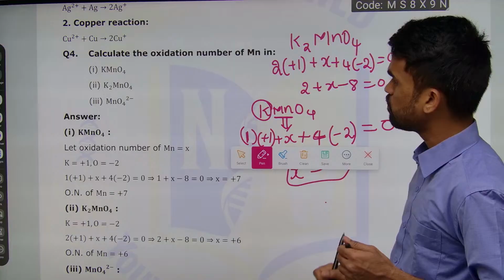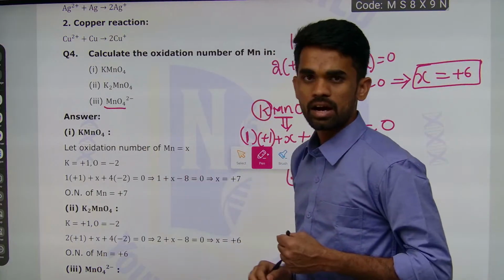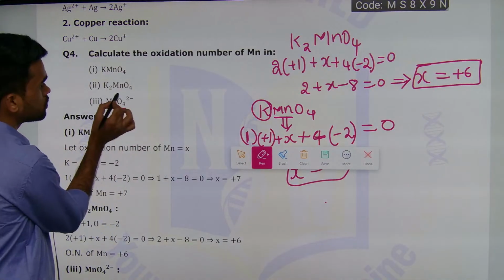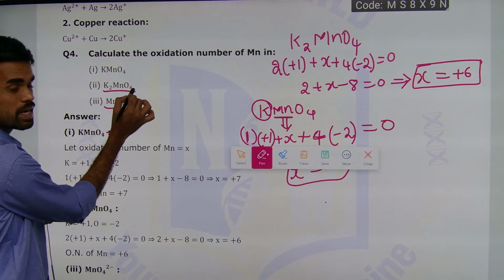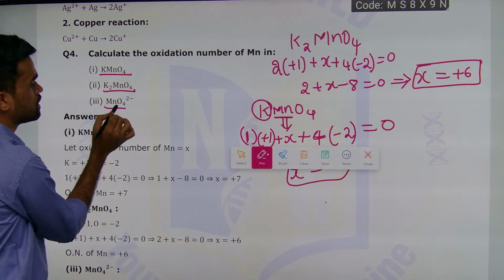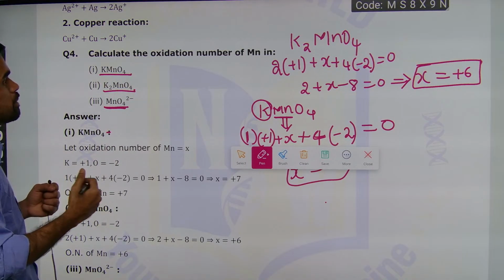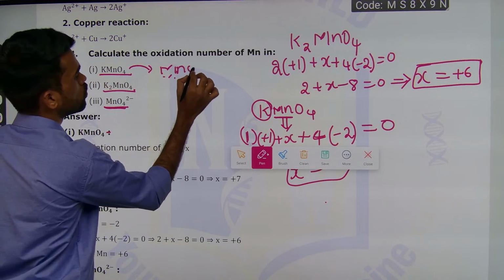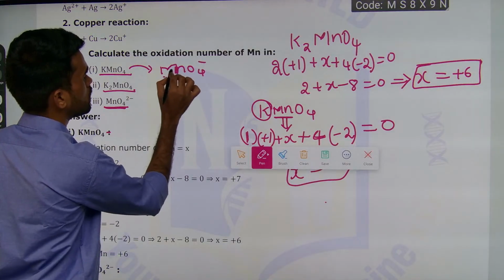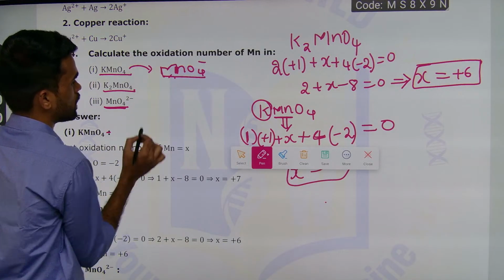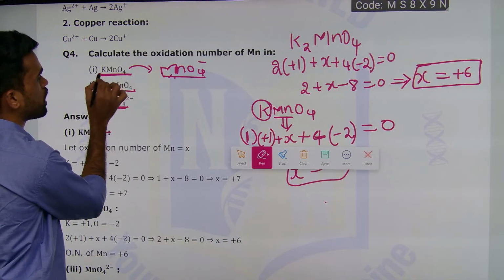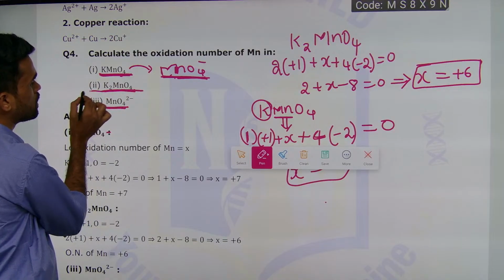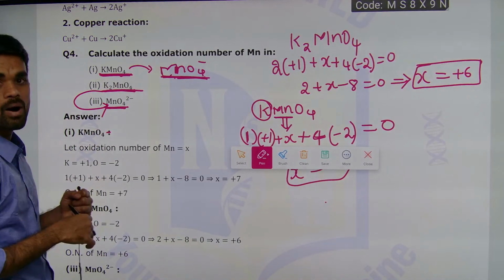In the same way, if you calculate for this ion, this is called the manganate ion. This is potassium manganate, this is potassium permanganate, and this is just a manganate ion. If I say permanganate ion, from here you need to take only MnO4 minus. Because this is potassium permanganate, this is the permanganate ion, and this is manganate. If I remove the 2 potassium, you should say manganate ion.